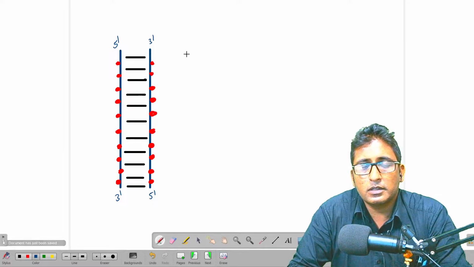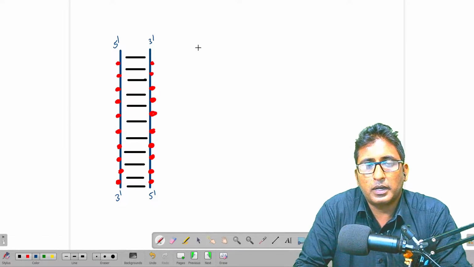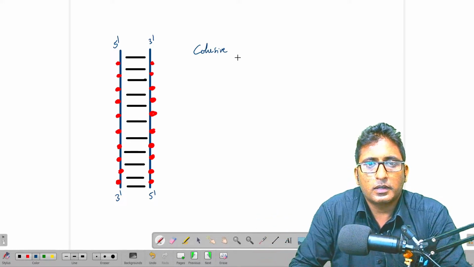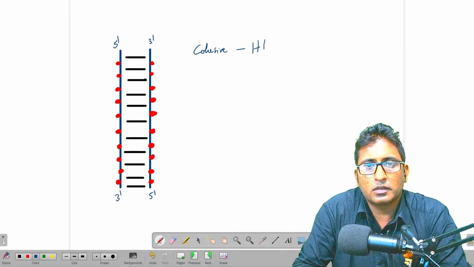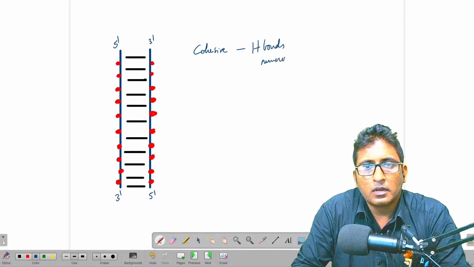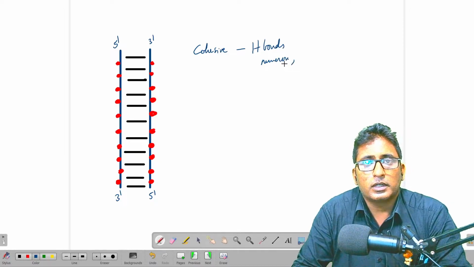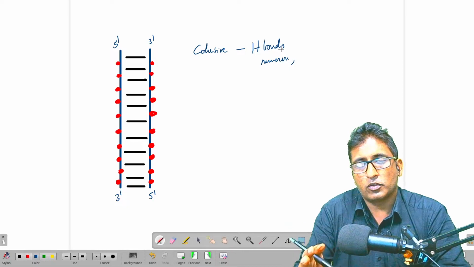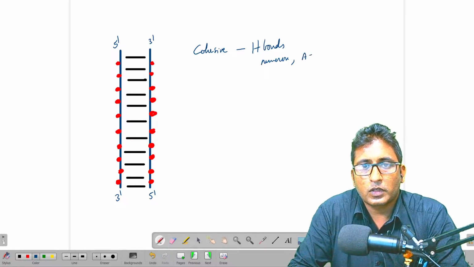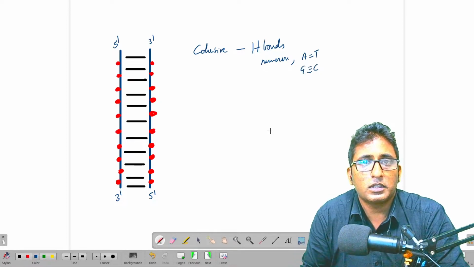The two strands are kept together by cohesive forces, just to imply that these are bound together, and these are the hydrogen bonds. There are numerous bonds, and that is one of the important considerations we should have. More hydrogen bonds will keep them together because of the sheer number. AT is with 2 hydrogen bonds and G and C are base paired with 3 hydrogen bonds.